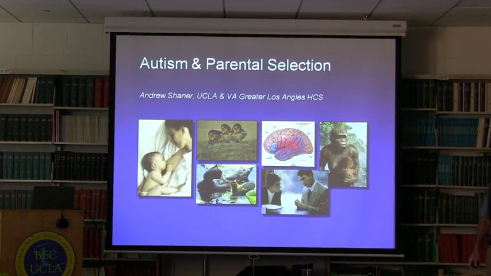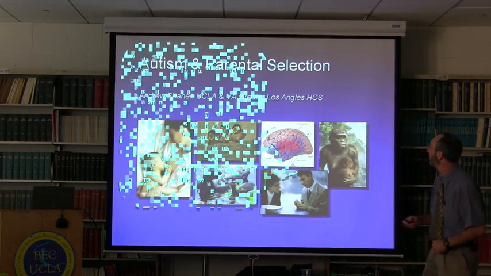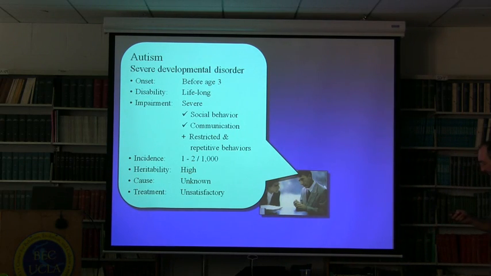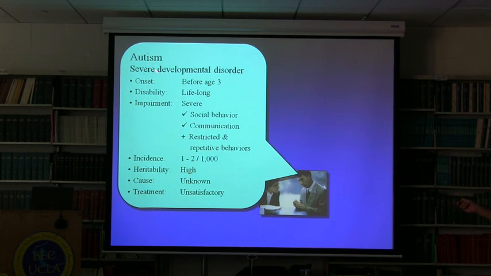Again, we'll want to get right into it then. Autism is a severe developmental disorder that begins before age 3 and produces lifelong disability, primarily because of severe impairments in social behavior and communication, and also because of the presence of restricted and repetitive behaviors. It affects 1 to 2 per 1,000. It's highly heritable, yet its cause is unknown and treatment is far from satisfactory.